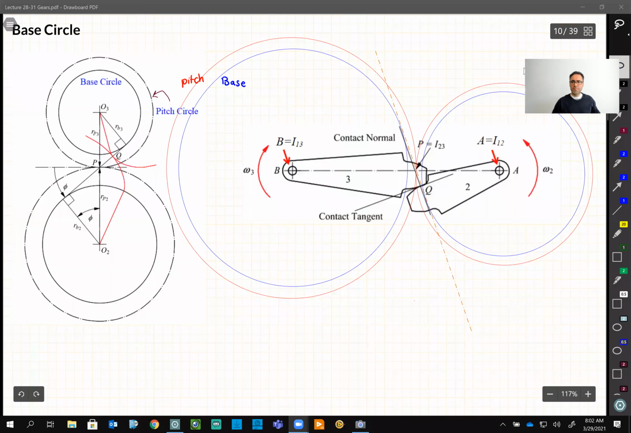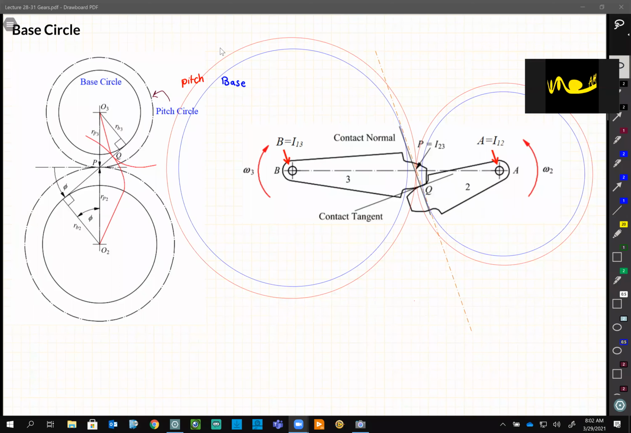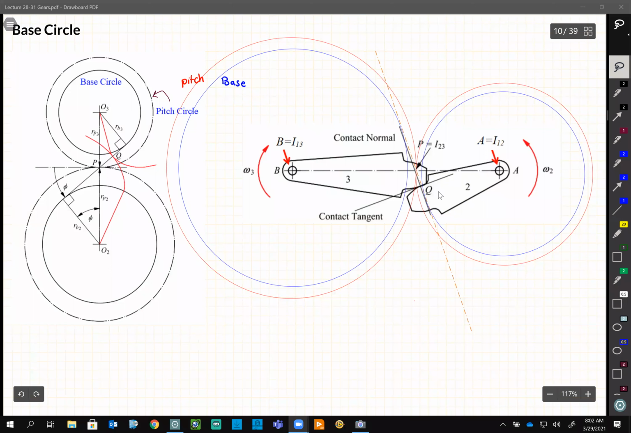So, let's share the screen here. All right. And again, I'm going to turn off my camera, so we'll focus more on the stuff on the screen.